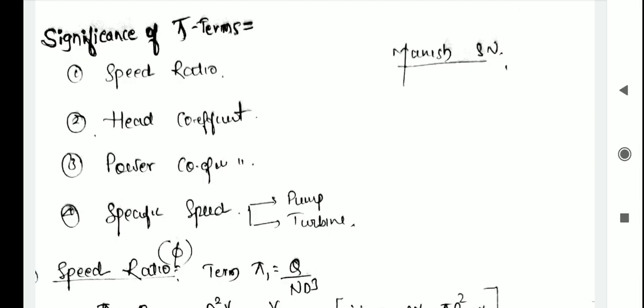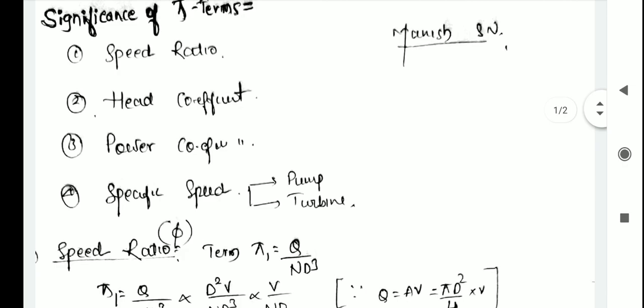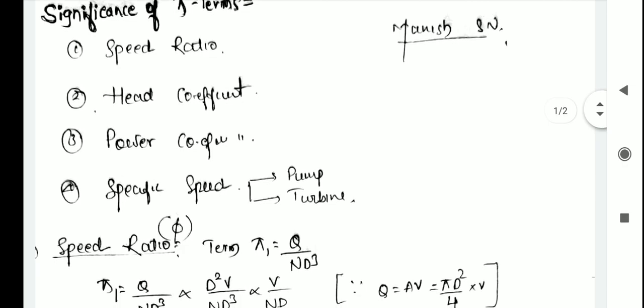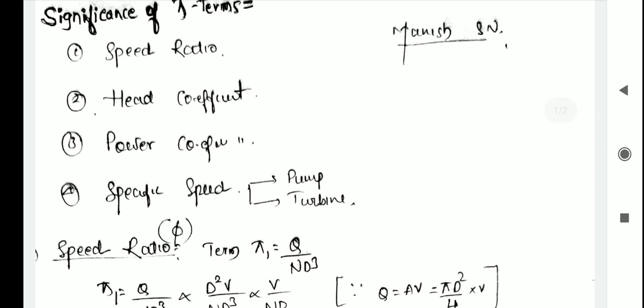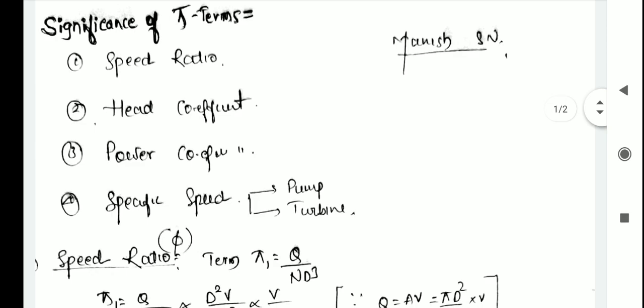Okay, so here the various pi terms have a very significant role in turbo machines. The first one is the capacity coefficient, or flow coefficient, or specific capacity and speed ratio. The second one is the head coefficient, the third one is the power coefficient, and the fourth one is specific speed. In specific speed, the first is the specific speed of a turbine and the specific speed of a pump. Now we are discussing the capacity coefficient or specific capacity and speed ratio.